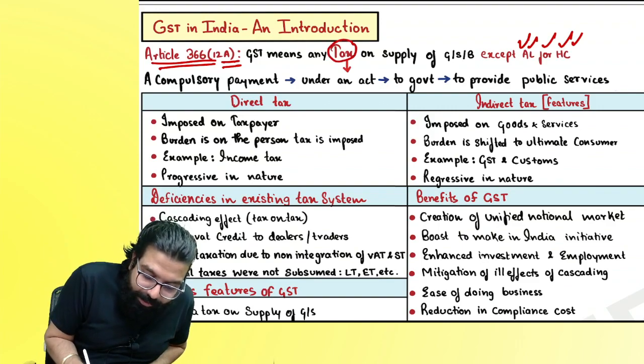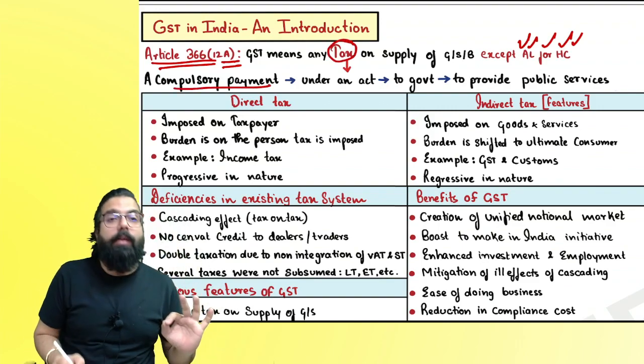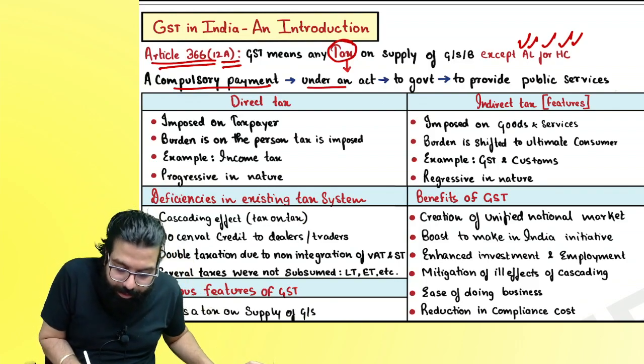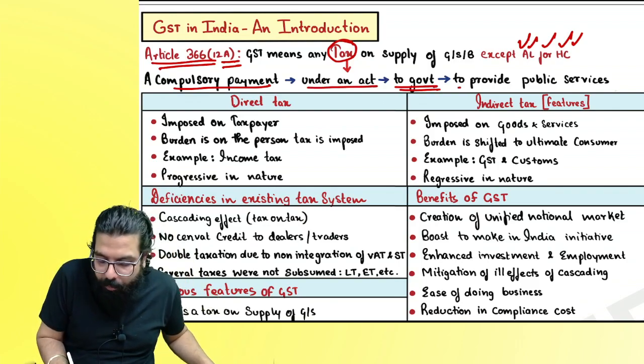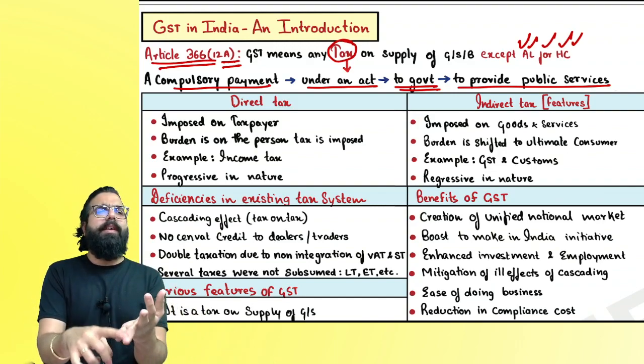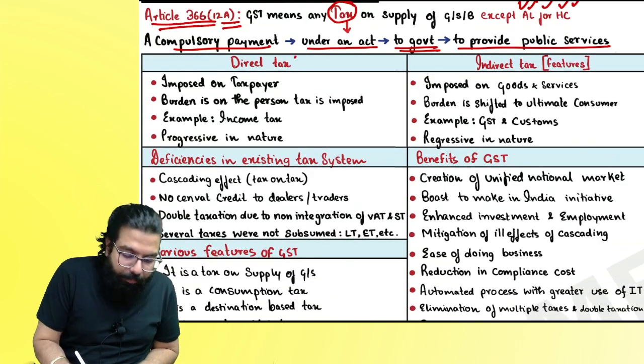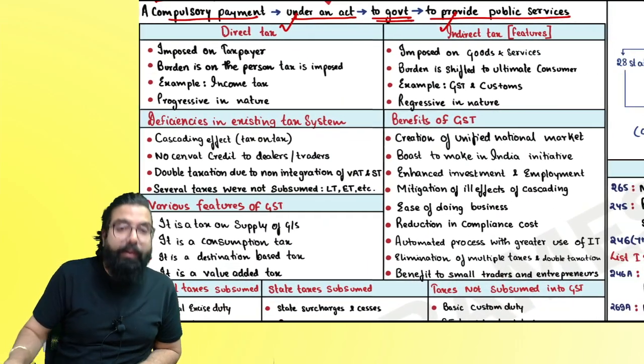Then, tax means what, everyone? Tax means it's a compulsory payment which you make under an act to the government to provide various public services like health, infrastructure, education, etc. Then we learn the difference between direct tax and indirect tax.